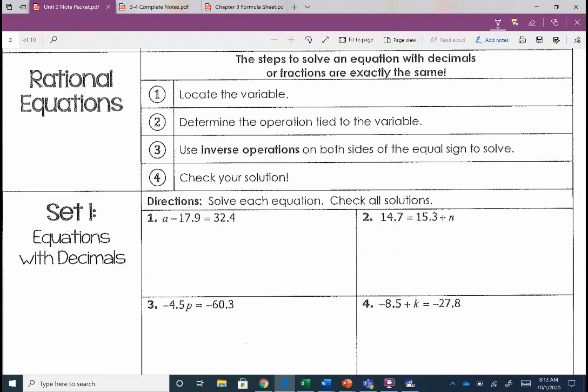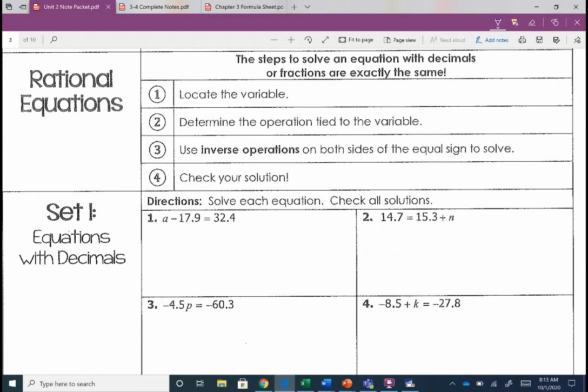But here's the nice thing. We've got our calculators to help us out. And the steps aren't going to change. So my inverse operations are still the same. If I need to undo addition, we're going to subtract. If we need to undo multiplication, we're going to divide. They're not going to change. Okay? So we should be on the next page of our packet.